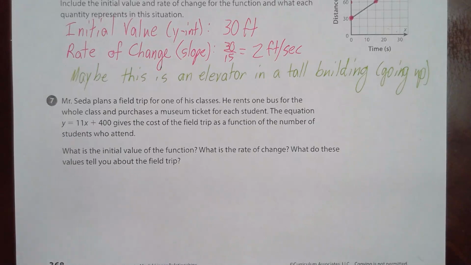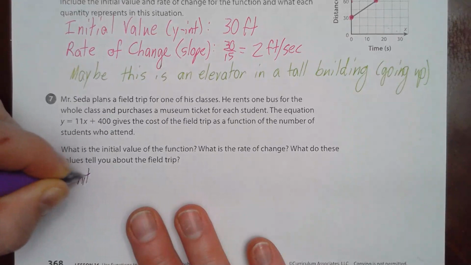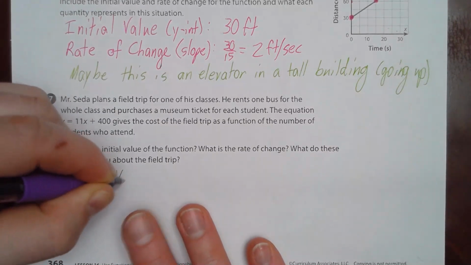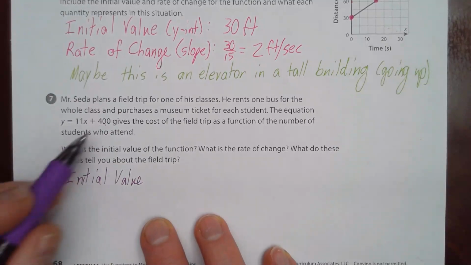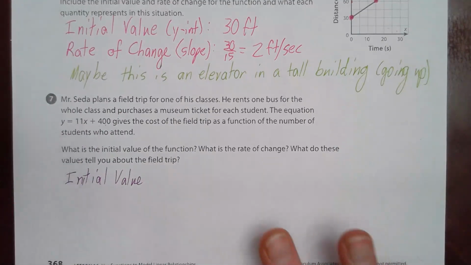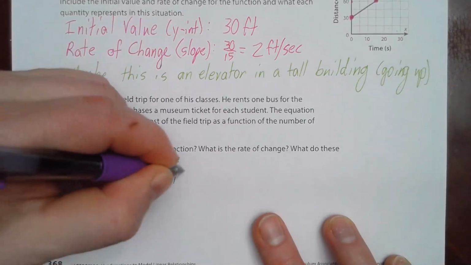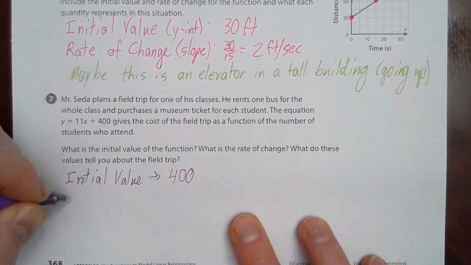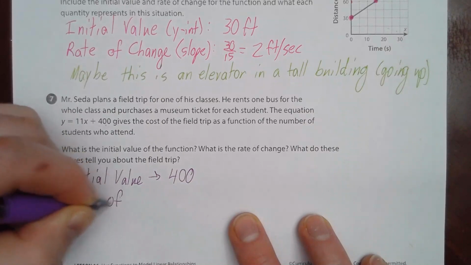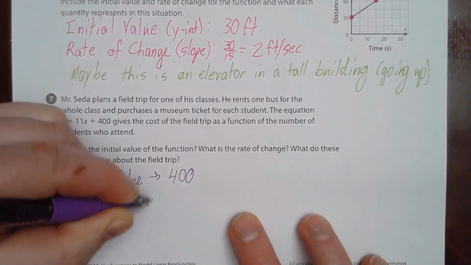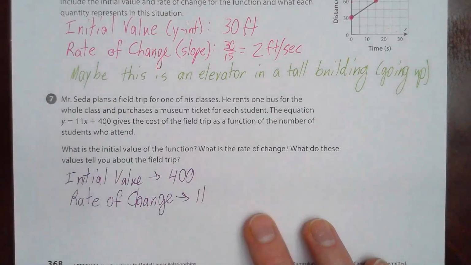What is the initial value of the function? Okay, well, the initial value, that's our y-intercept, right? That's the starting point, the thing that's not being multiplied by the independent variable. The initial value here is 400. What is the rate of change? Well, that's our slope, right? So we are going to say, what's next to the x? That looks like it's 11.